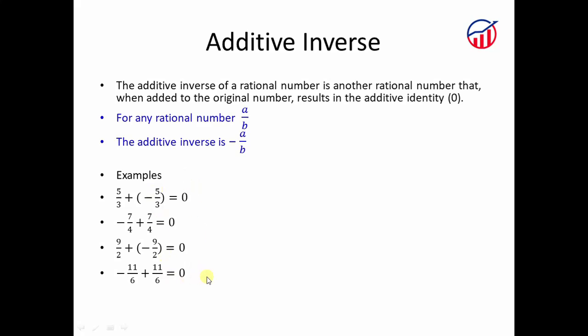So whenever you need to write the additive inverse, you write the same rational number, you just change the sign, and that is the additive inverse. When you add both of these, the sum needs to be 0. That is the additive inverse.